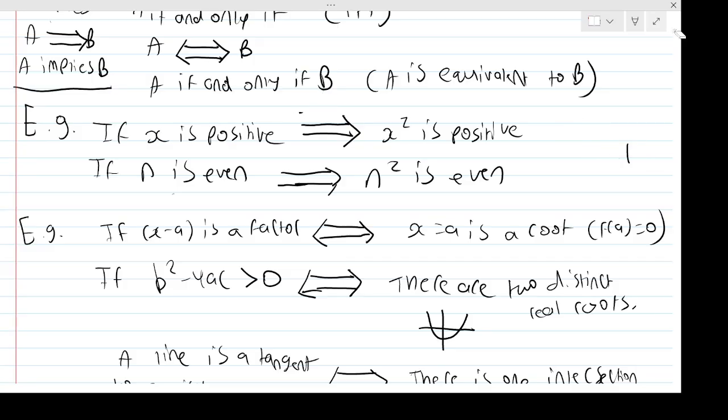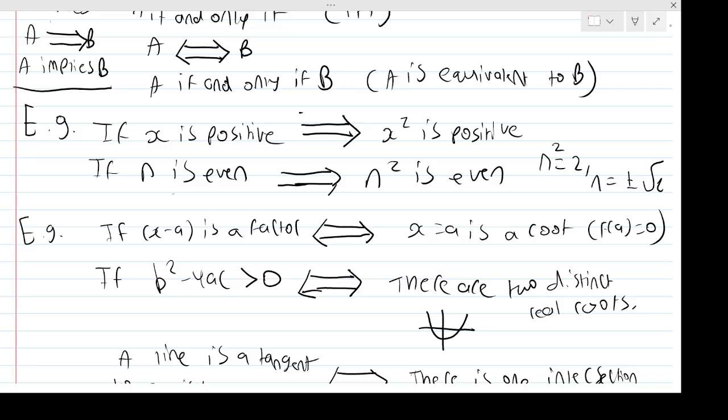Likewise, with the second one here, n squared is even. If n squared was even, that does not imply that n is even. So you can't do the arrow the other way. Again, because, say, if n squared is 2, very simply, then n would be plus or minus root 2. Now, root 2 isn't even an integer, it's irrational.